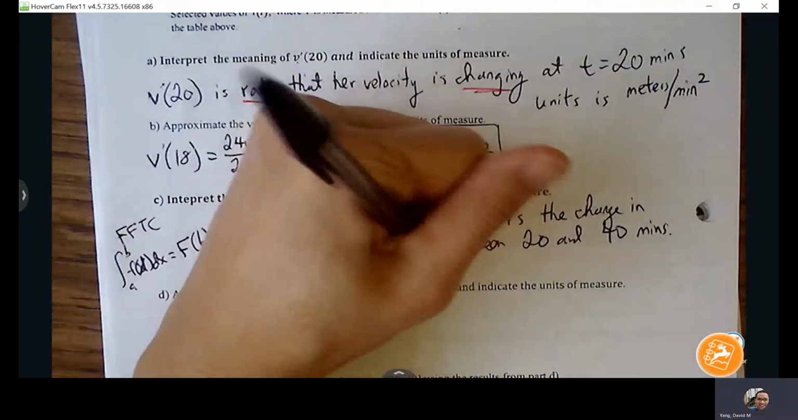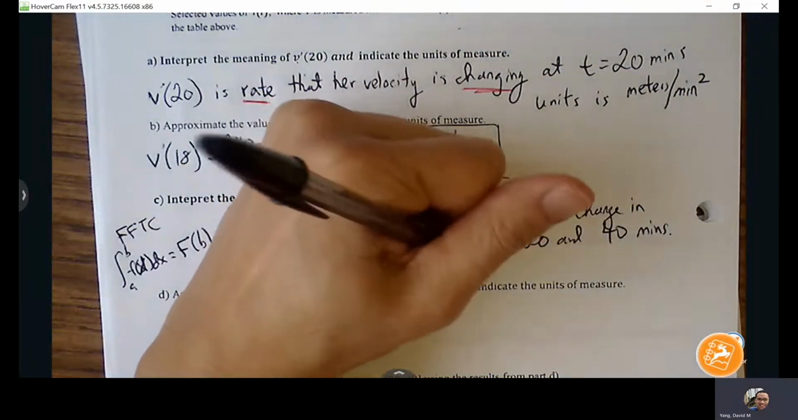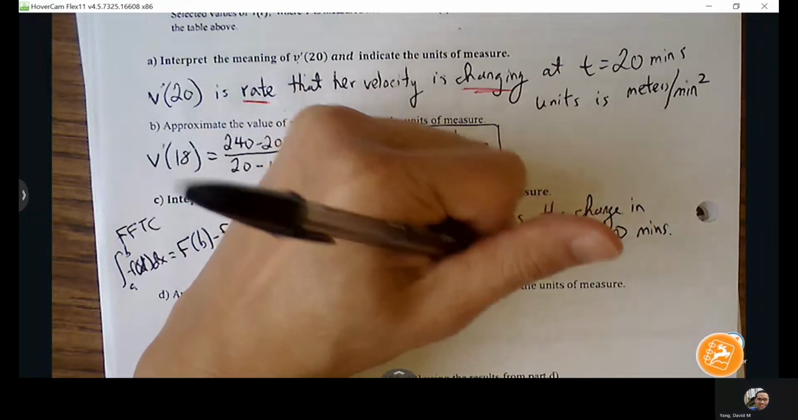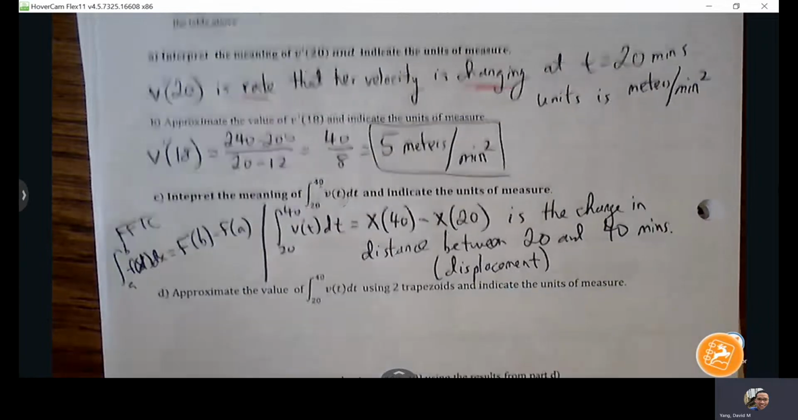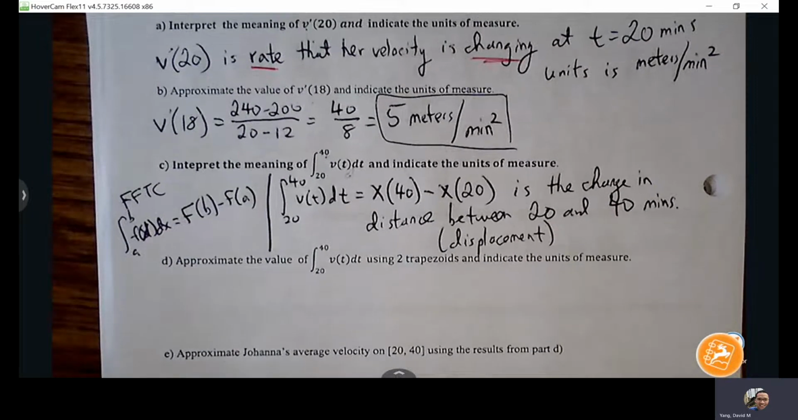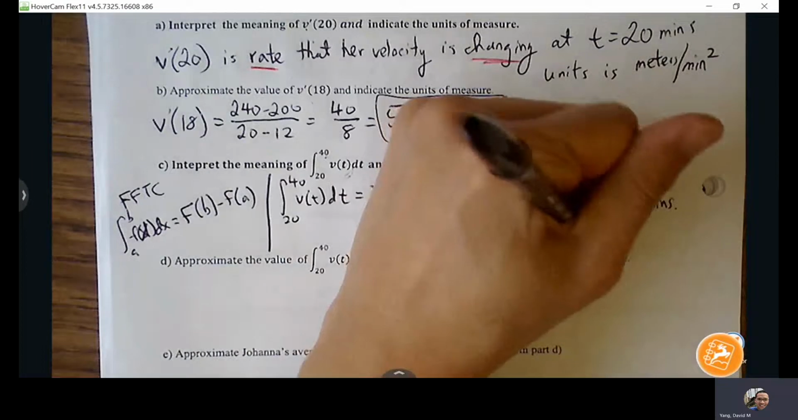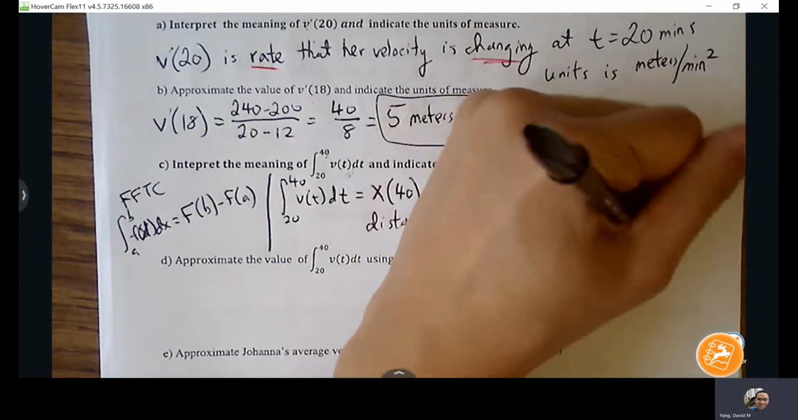So in other words, our displacement, which is the net gain between 20 and 40 minutes. We don't care about the fact that she's backtracking. We just want to know how much progress she makes between 20 and 40 minutes. It's just comparing the distance between the 20 and 40 minute marks. We don't care about her movement anytime in between. Okay, and the units are going to be meters.